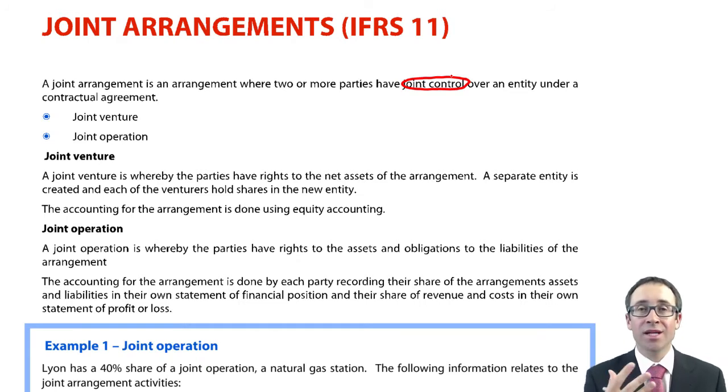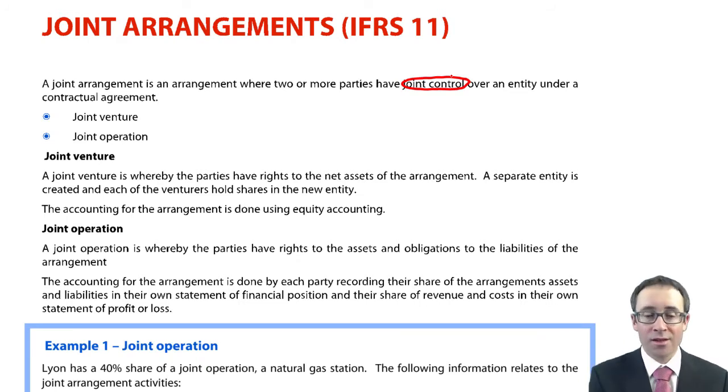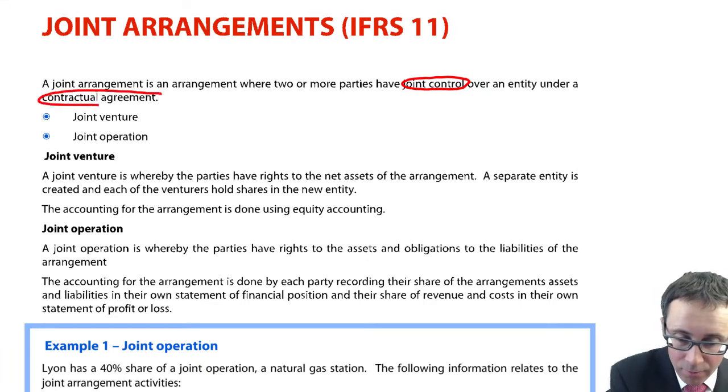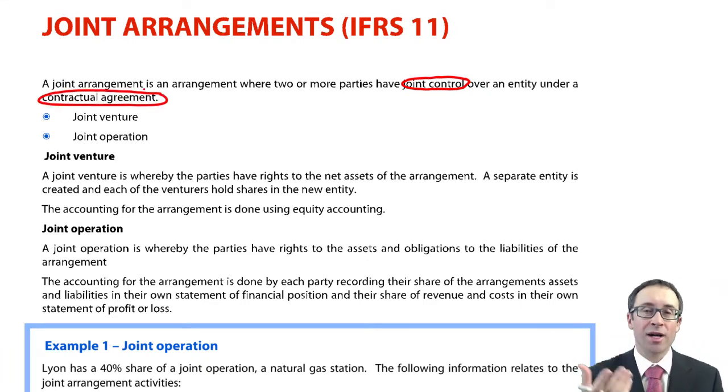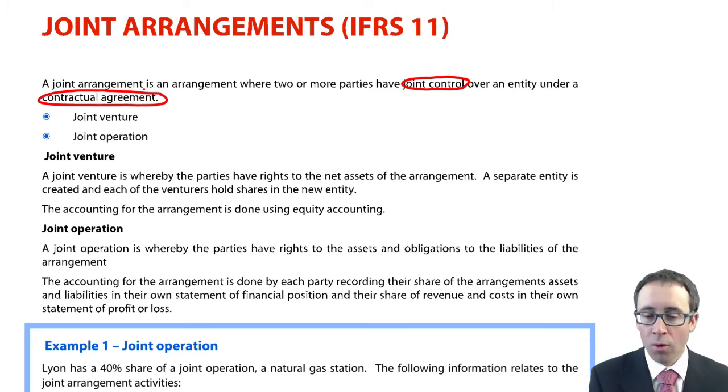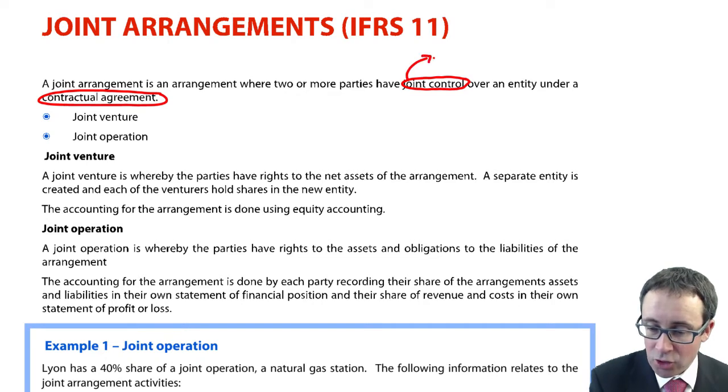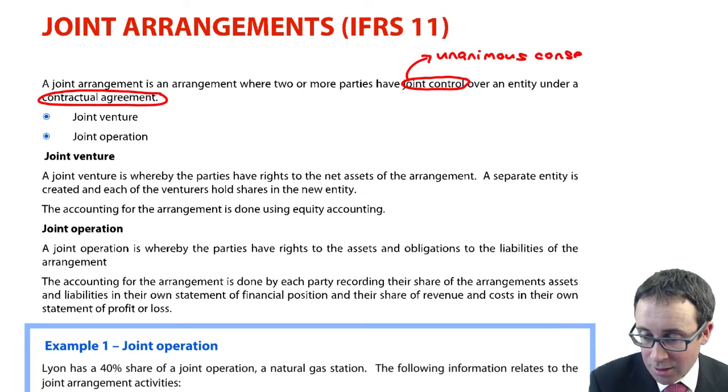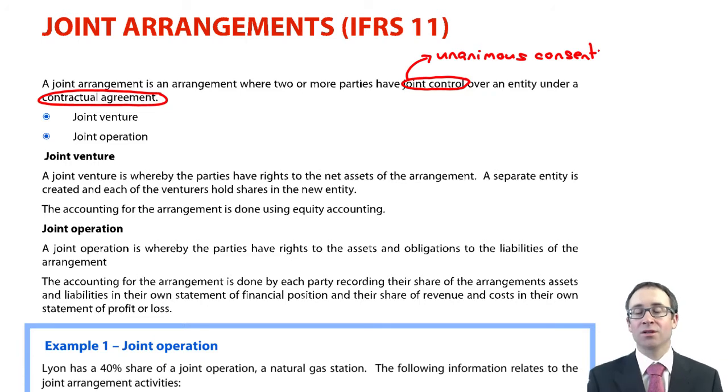Now, for there to be joint control, there has to be a contractual arrangement, or a contractual agreement, in place that says if both parties come together, decisions will happen. If the parties don't come together, then nothing will happen. So in order to have this joint control, there needs to be unanimous consent. A unanimous decision needs to arise whereby all parties agree, otherwise nothing happens.